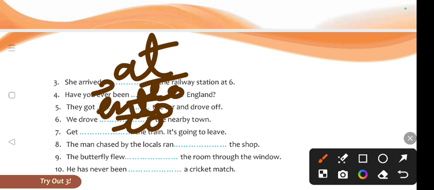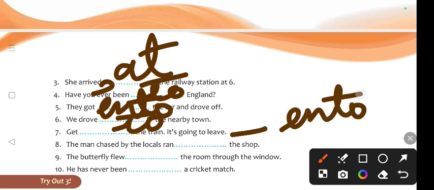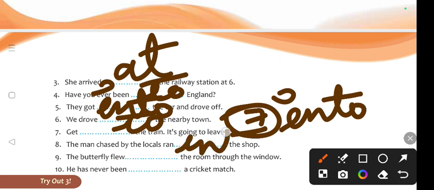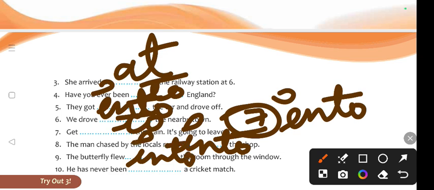Get into the train. I'm just writing over here. Option number 7. This is into. Get into the train. The man chased by the locals ran into the shop. Into the shop. Next one. The butterfly flew into the room. Okay. He has never been to a cricket match.